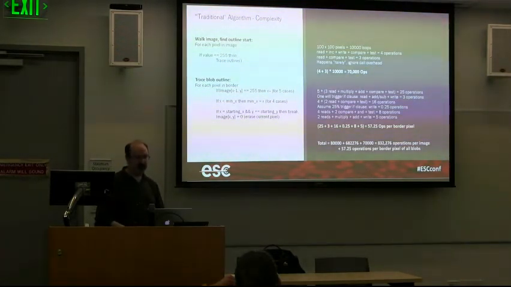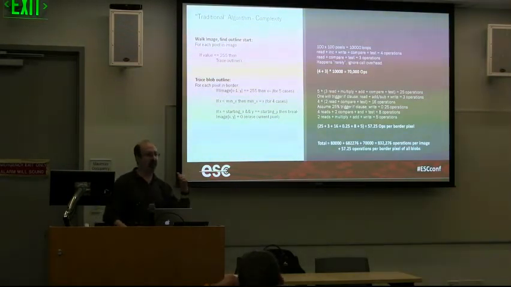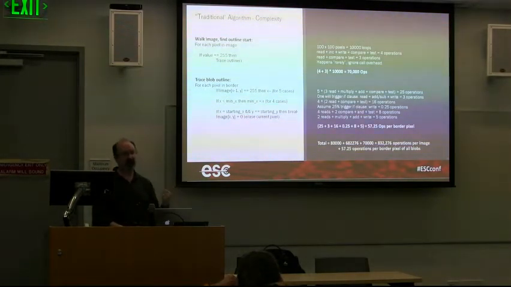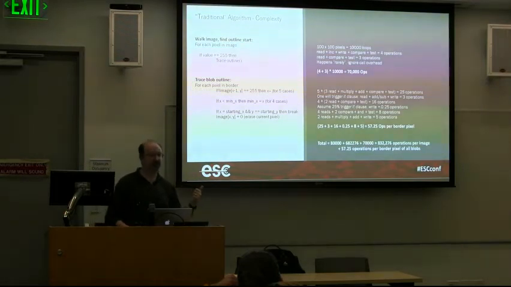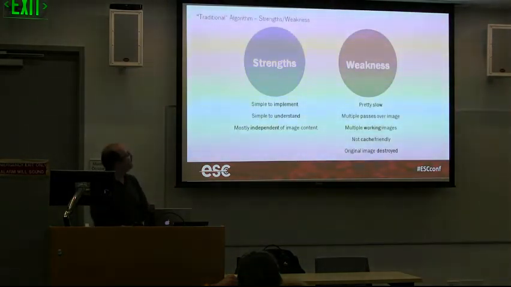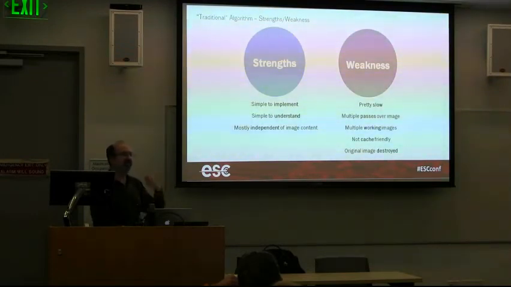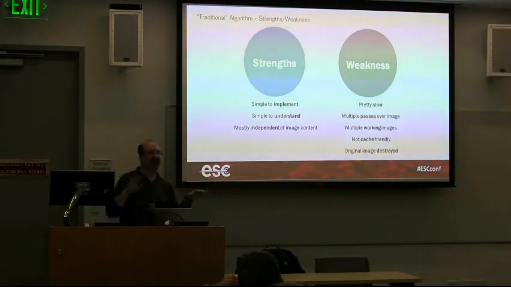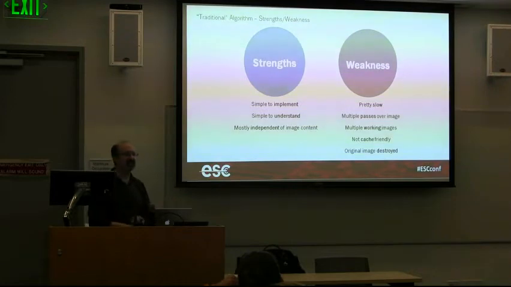Okay, so what we have now is, we've gone through the algorithm, we know how many operations it takes for just a blank image, and we know how many operations it takes for some aspect of what's contained in the image. So, strengths of this algorithm. Pretty simple to implement. They teach this to students all the time. Pretty simple to understand. Everybody pretty comfy? Probably not experts on it, but it's conceptually pretty simple. And it's mostly independent of image content.